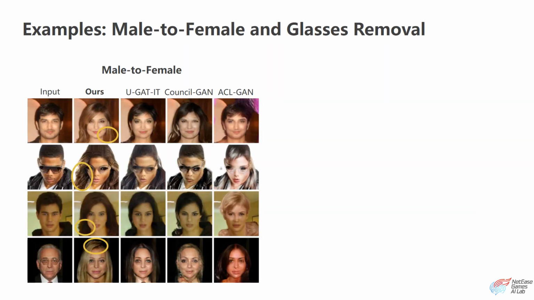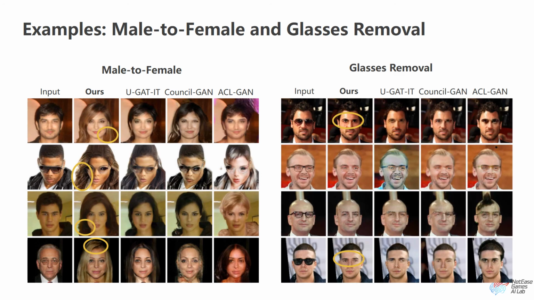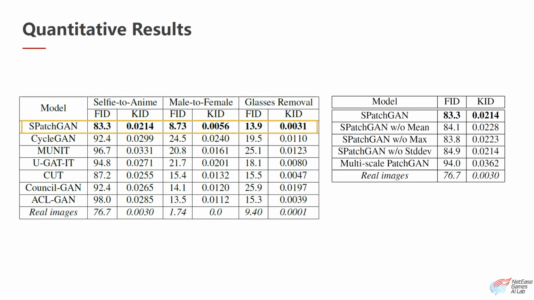Our method also facilitates the hairstyle change in the male to female task. Glasses removal is another interesting task which focuses on eyes. We can better reconstruct the eyes under the sunglasses with improved stability and avoid other redundant changes with a weak cycle. Our SPatchGAN also achieves the best FID and KIDs.